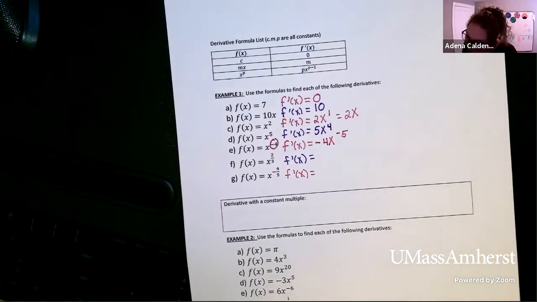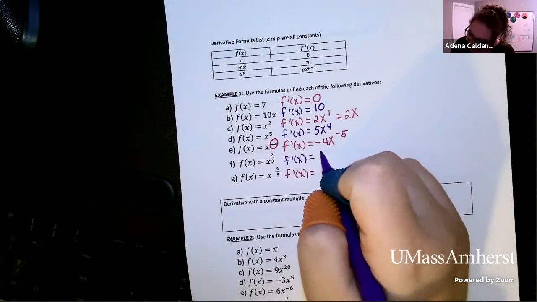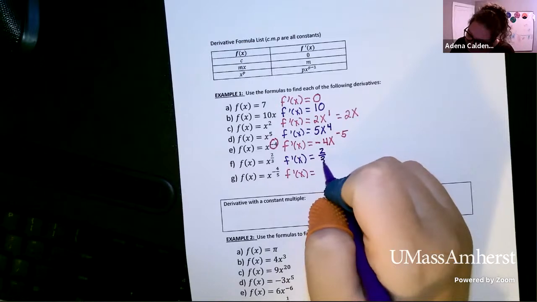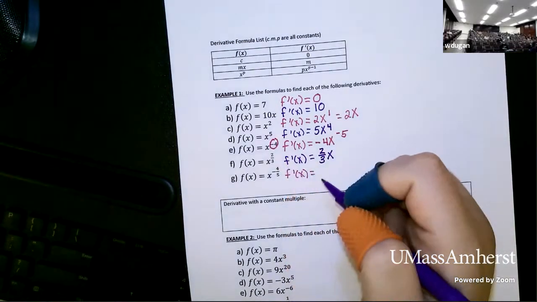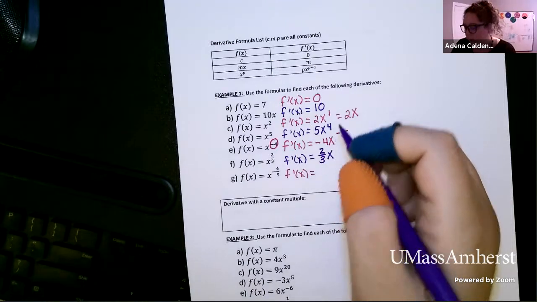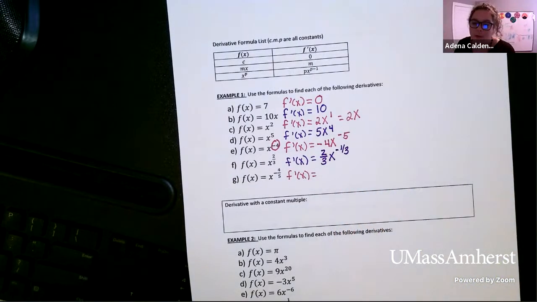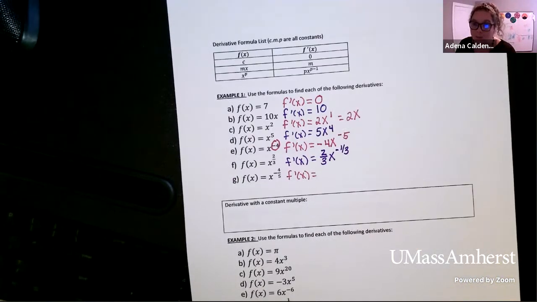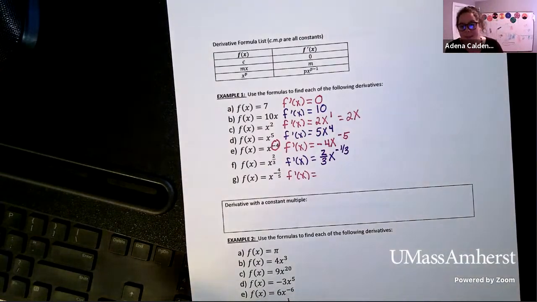Okay. For the next one, we have x to the 2/3. So again, the entire power comes down to the front. So I have 2/3 x. Now I'm going to subtract 1 from the power. So 2/3 minus 1 is going to give me negative 1/3. So if you have a fraction that's less than 1 and you subtract 1, that's going to mean that your power is going to become negative.